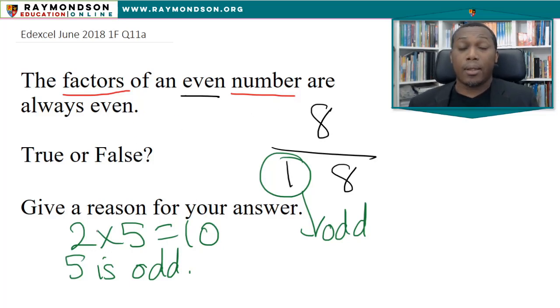They're not. Every 1 is a factor of every number. So whether you're even or odd, you're going to have a factor that is odd, guaranteed. Did you get that?